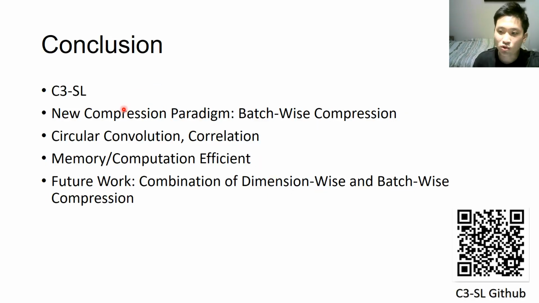To conclude, in this work, we propose C3-SL, circular convolution-based batchwise compression for communication-efficient split learning. We explore the potential of a new compression paradigm, batchwise compression, by compressing a group of features into one single feature. To avoid information loss, we explore the quasi-orthogonality of features in high-dimensional space with circular convolution and circular correlation. With the designed experiments, the memory-efficient and computation-efficient properties of C3-SL are properly verified.